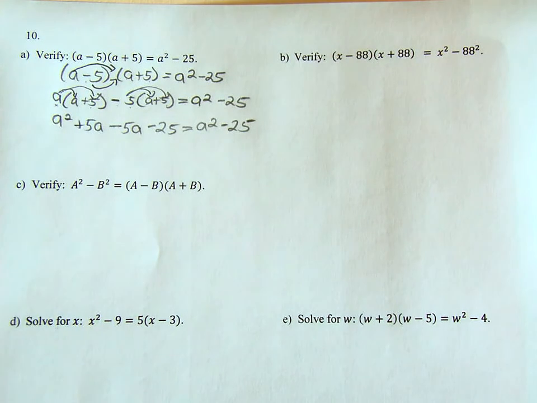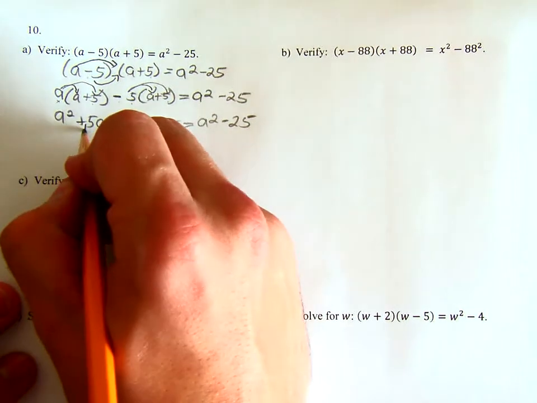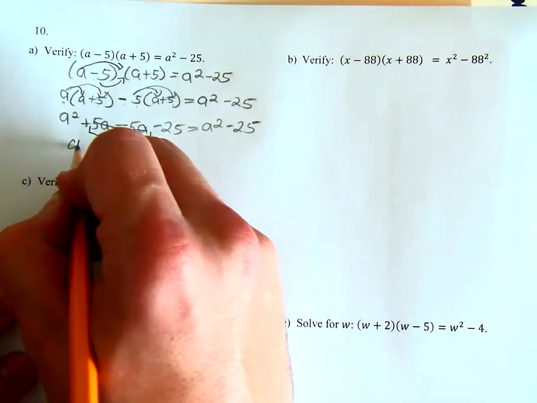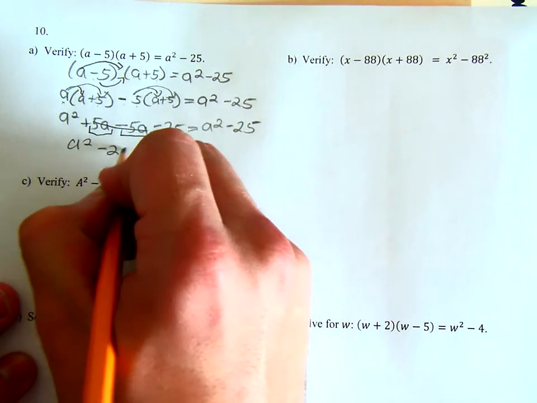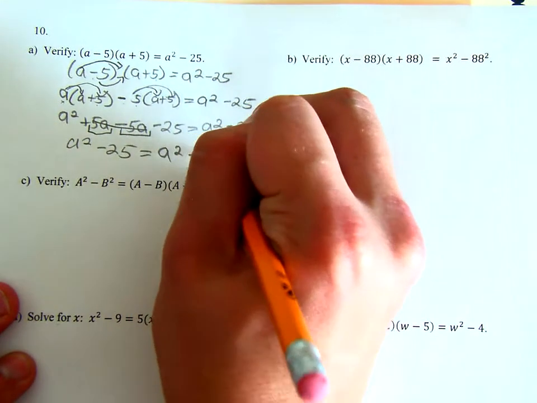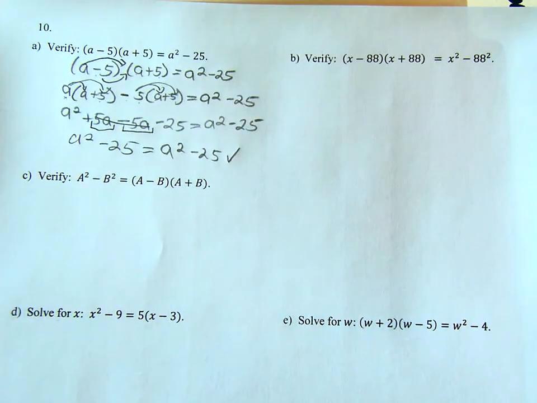Now on the left side, what we want to do is combine like terms. So what like terms do we have? We have 5a and negative 5a. Those will cancel, so we'll just get a squared minus 25 is equal to a squared minus 25. And now we verify that it does work.